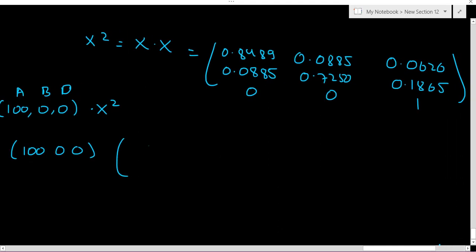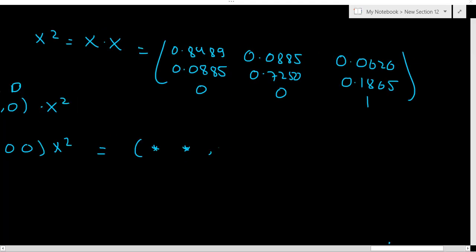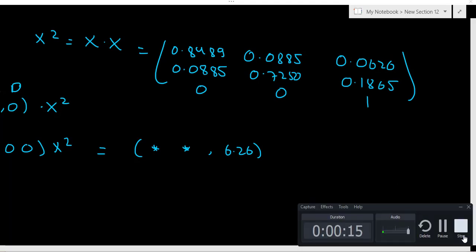You just need to multiply it with x square, so I'm just writing x square here, and you would just need the proportion of companies which have defaulted. So I can just avoid writing the first two values, and the third one would be equal to 6.26. Okay, so this is the number of companies out of 100 which were initially rated A would have defaulted at the end of 2 years. Let's look at the next part.